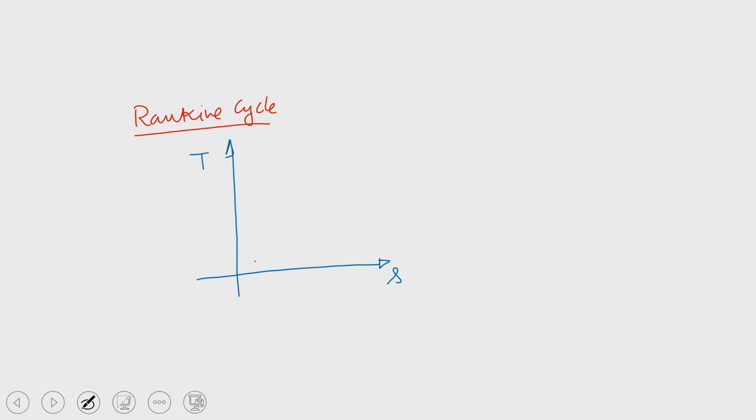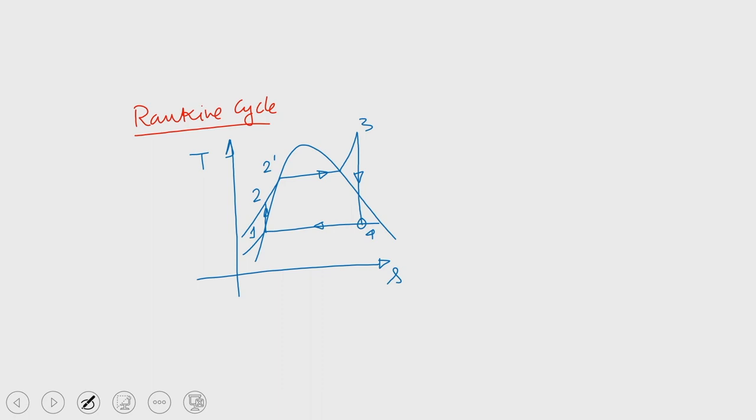So, this is the TS diagram. So, you know that this is the TS diagram. So, let us now discuss one by one.